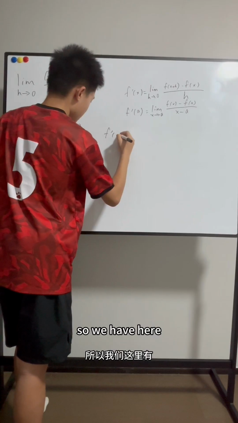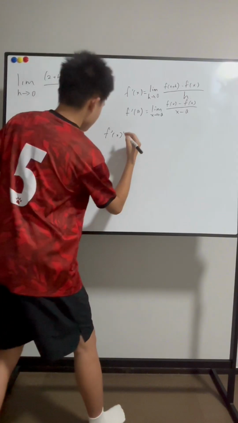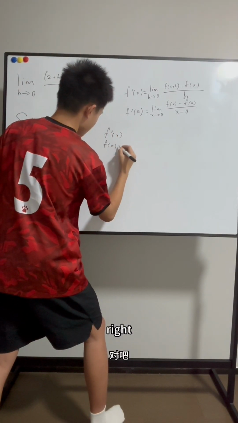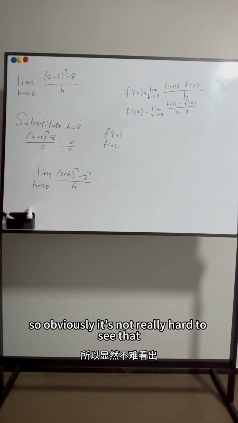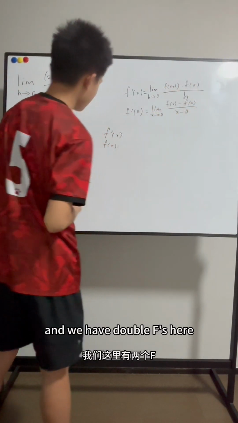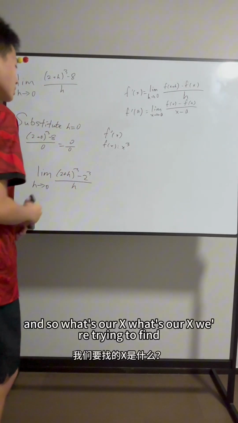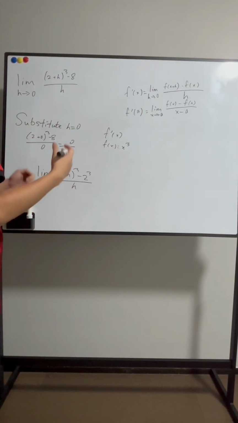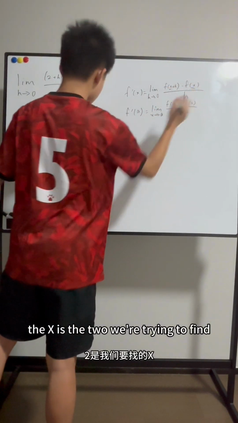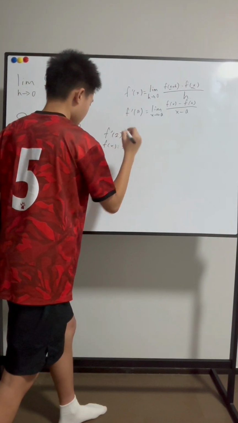So we have here f prime of x. This is what we want to solve. Now, obviously, we need to know what f of x is. It's not really hard to see that, because we have two cubes here and we have double f's here, our f of x is obviously x cubed, right? And what's our x? What's the x we're trying to find? Again, it's not hard to see that it's the 2. So what we're trying to find is f prime of 2.